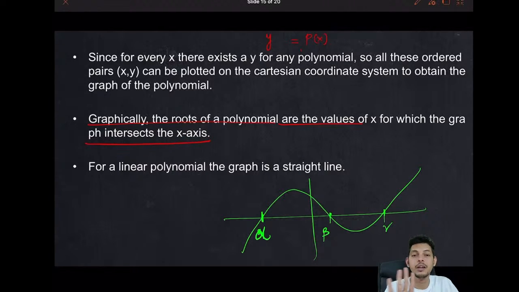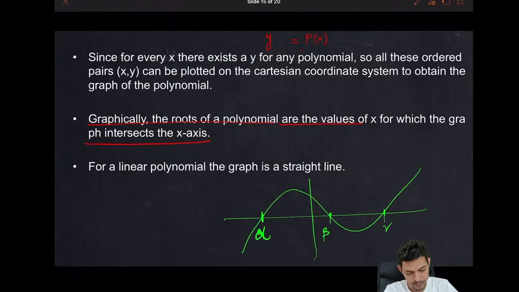So in a way, looking at a graph, if we have to decide how many roots there are for a polynomial, you just have to count the points of intersection of the polynomial and the x-axis. How many times is the polynomial cutting your x-axis? If it cuts 3 times, 3 roots. If it cuts 10 times, 10 roots, and so on.